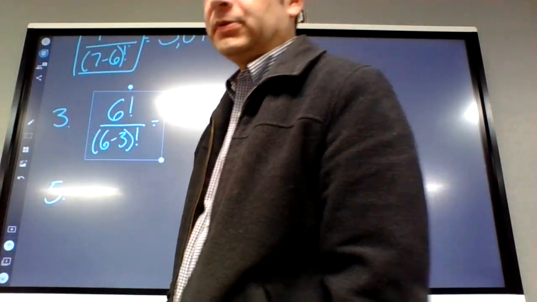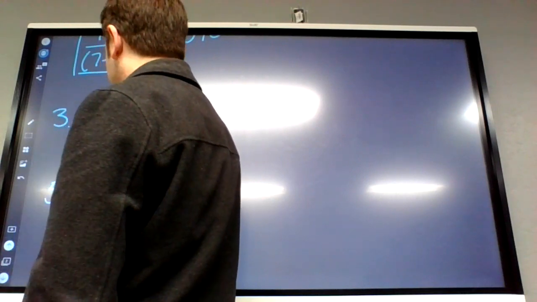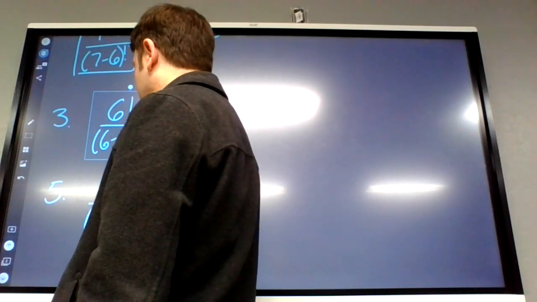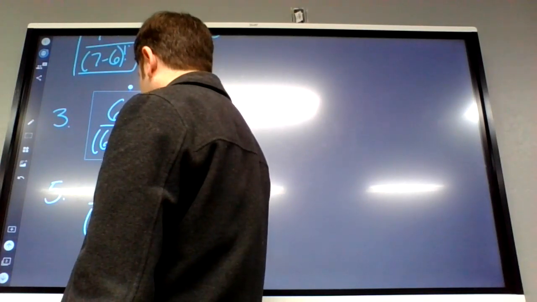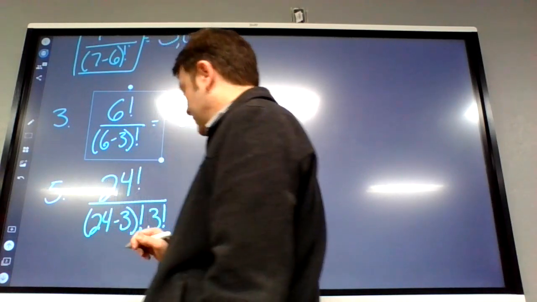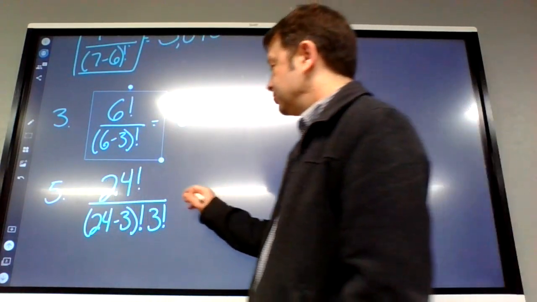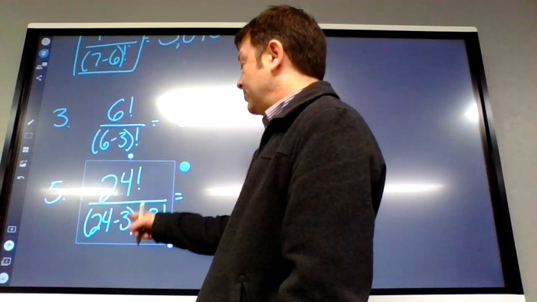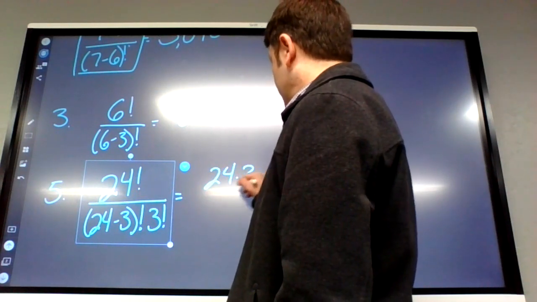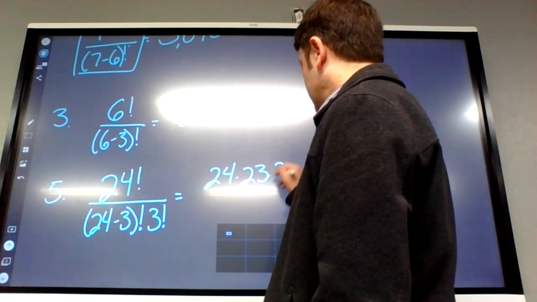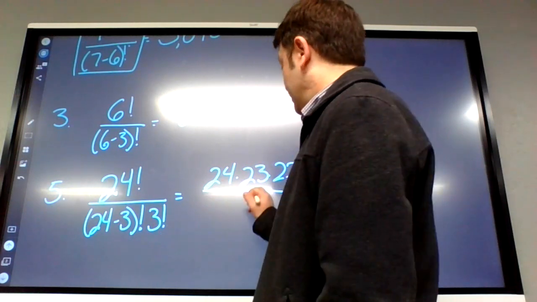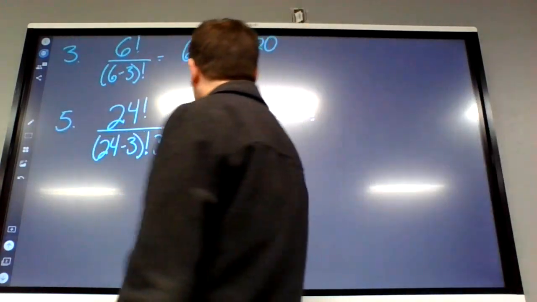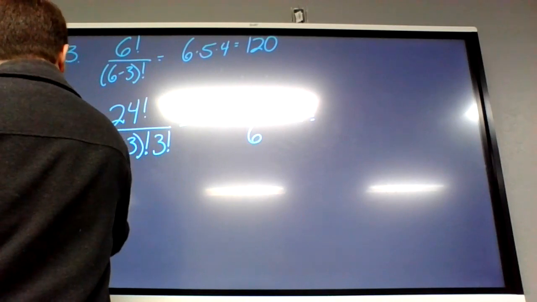Number 5. Okay, 5 changes to combinations. So instead of just 24 factorial over 24 minus 3 factorial, we're going to add on a 3 factorial. So this would be 21 factorial, which would take away everything below 22. And 3 factorial is 6. Like 80 times 20. That's too much for my little brain.